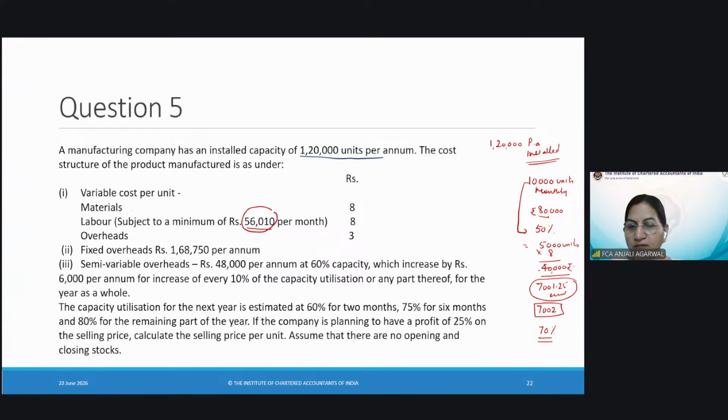Break-even point is coming out at 7,001.25 or 7,002 units. So if I'm going below 7,002 units, my labor cost will be fixed at 56,010. But if I go above 7,002 units, or 7,002 or more, then my labor cost will be 8 rupee per unit, variable.